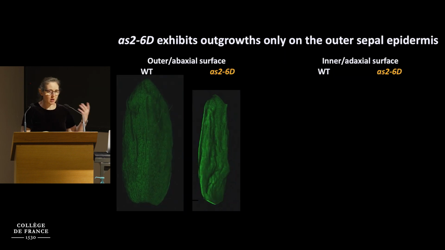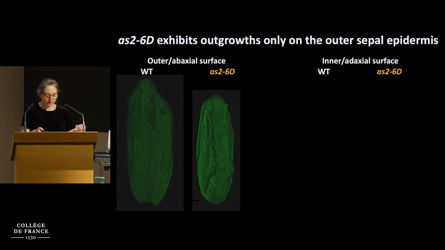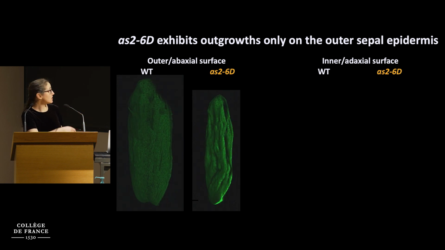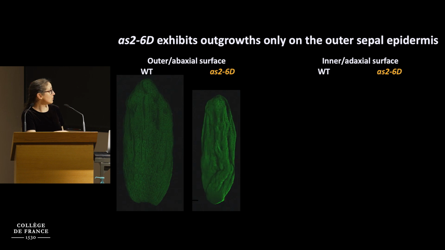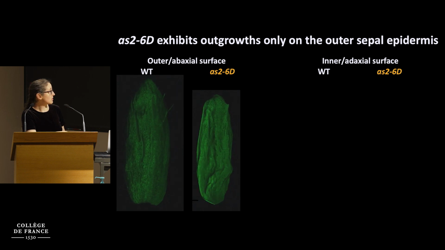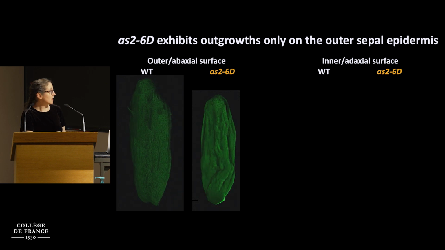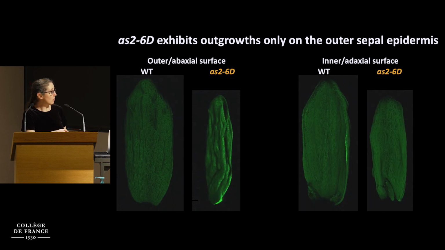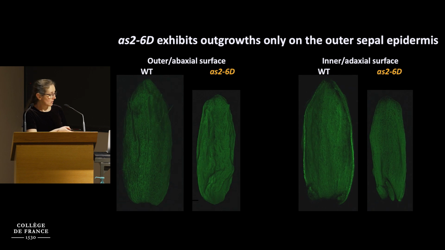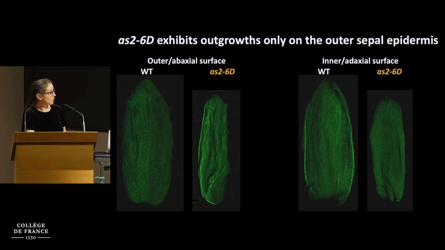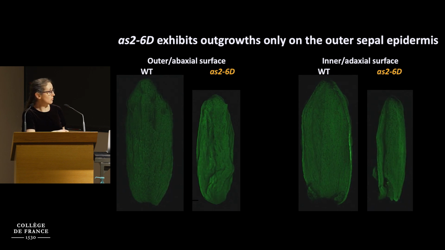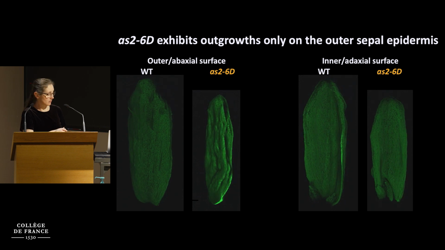We asked, is this complex structure only on the outside or is it on the inside? So here you can see the outside of a wild-type sepal is smooth. The outside of this AS2-6D sepal has got this highly complex structure here. But the inside of both is fairly smooth. So here's wild-type smooth structure, AS2-6D, smooth inside. So the outside is the one with the problem.